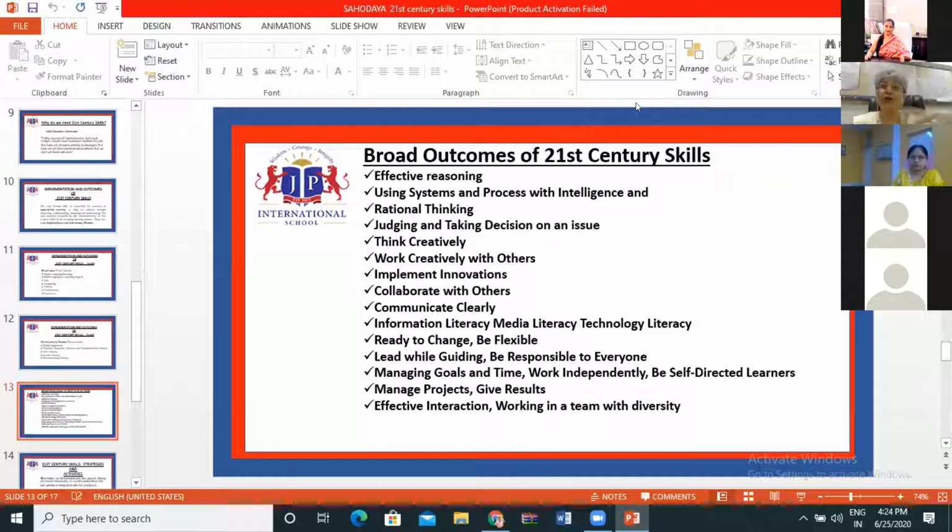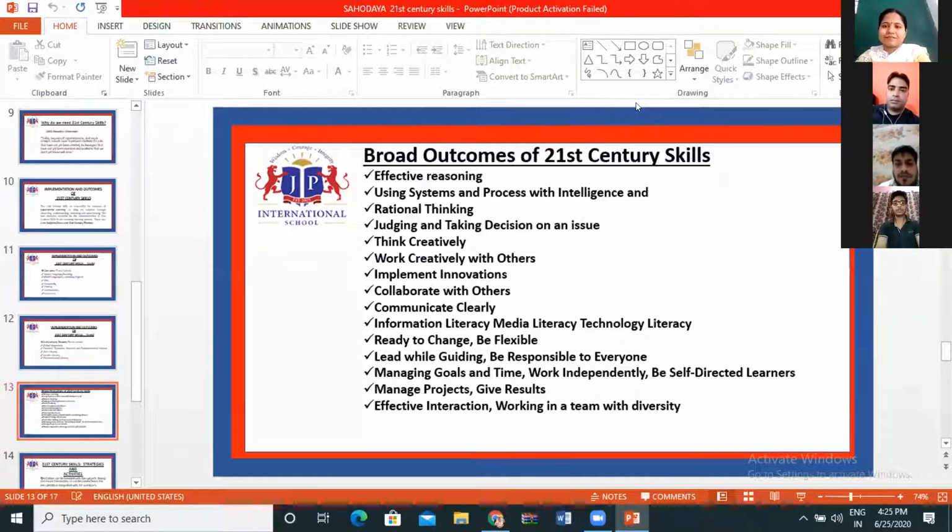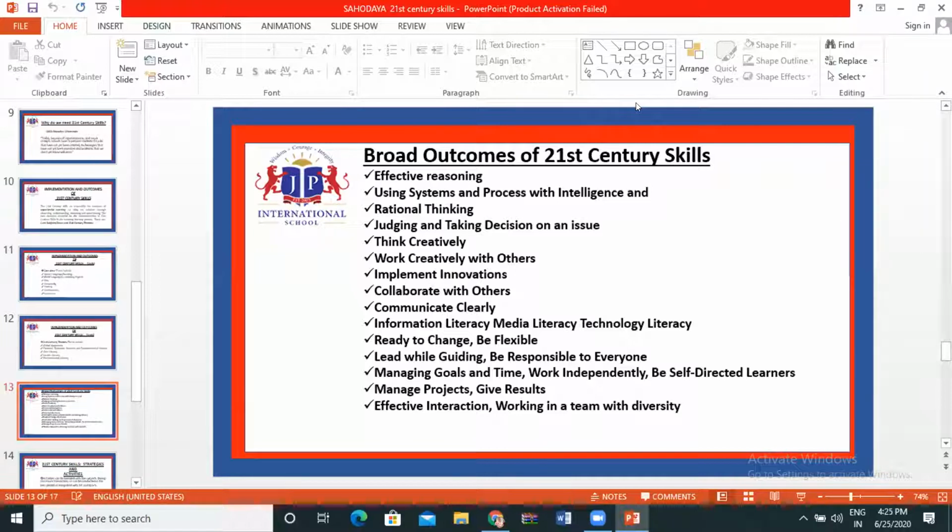Now, these are all the broader outcomes that, year after year, if we keep on implementing them from a very small age till class 12, a child is the same. That would be the end result, and that would be our product, that when the child goes out of the school after 12, that is where all these skills will be useful to him to manage goals, time, work independently, self-directed. He's self-directed, he manages projects, given tasks to him, and he gives results. His effective interaction, he does working in a team, and diversity. These are the broader outcomes of 21st century skills.